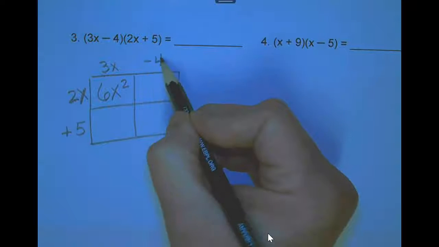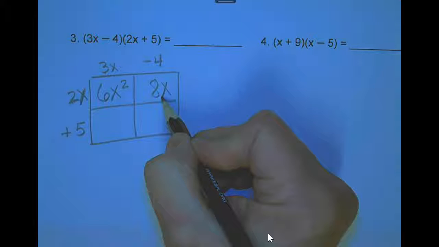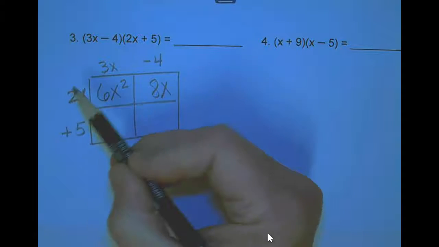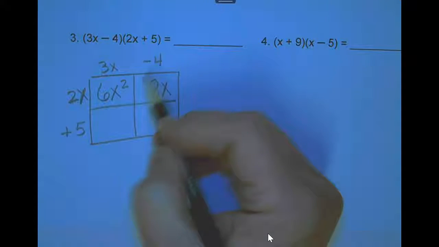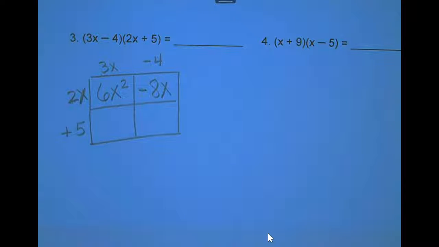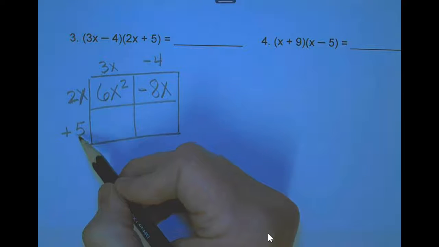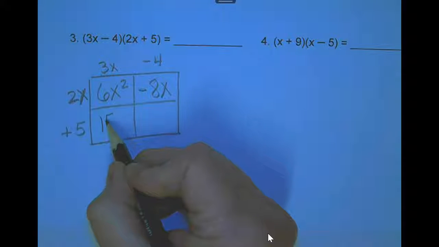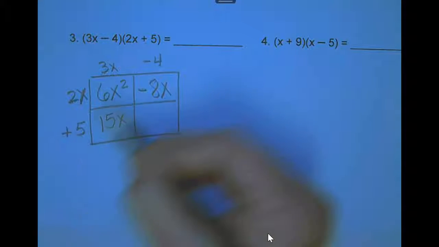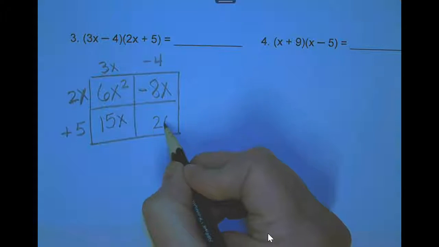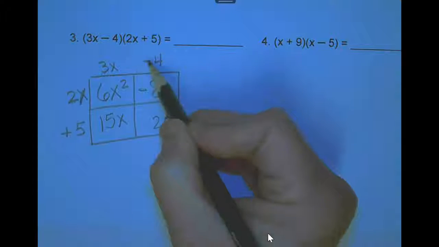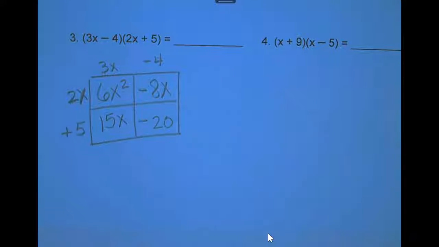2 times 4 is 8x, because that one has an x. And positive times a negative makes this one a negative. 5 times 3 is 15x. 5 times 4 is 20. Positive times a negative makes this a negative 20.